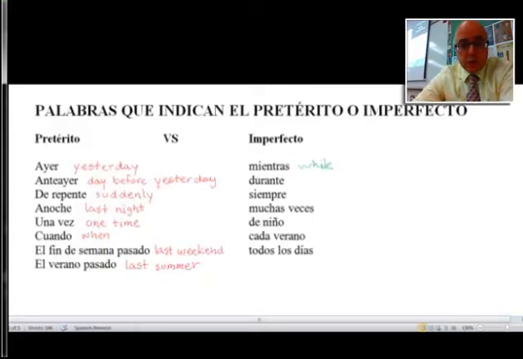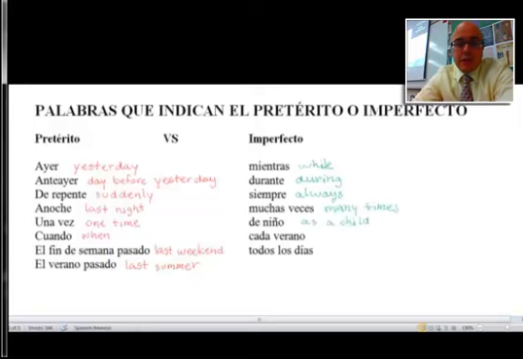Now, moving on to the words that trigger the imperfect. Mientras is while. Durante is during. Siempre is always. Muchas veces, many times. De niño, as a child. Cada verano is each summer. I'm going to underline cada and each to let you know that cada means each, and we'll be on the lookout for cada in each of our sentences.